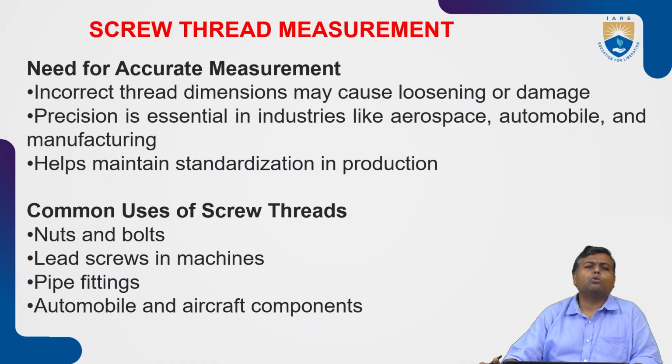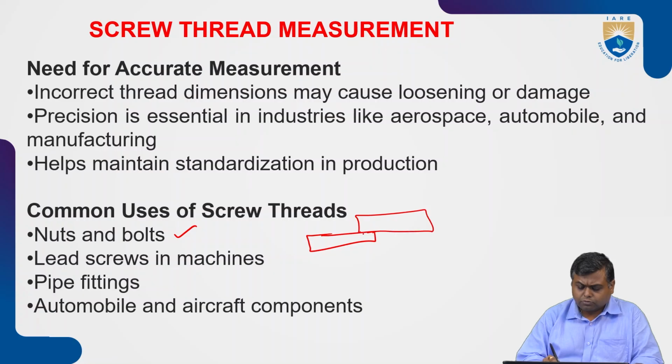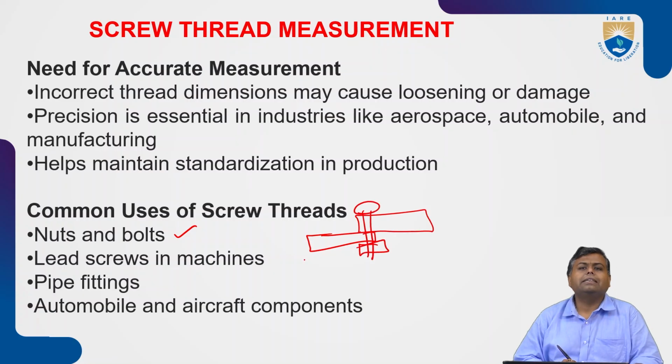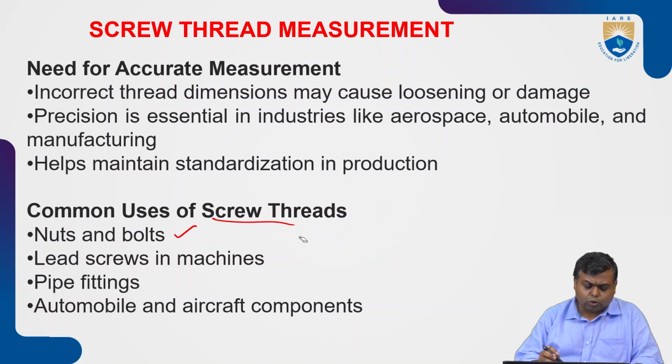The common uses of a screw thread are nuts and bolts, lead screws in machines, pipe fittings, and automobile and aircraft components. Nuts and bolts are used for different types of temporary joints. If I want to join two different sheets, I will directly insert the nut and bolt, thereby joining them together. This is a common usage of nut and bolt, where screw threads are one of the applications. The next is the lead screw related to machines.